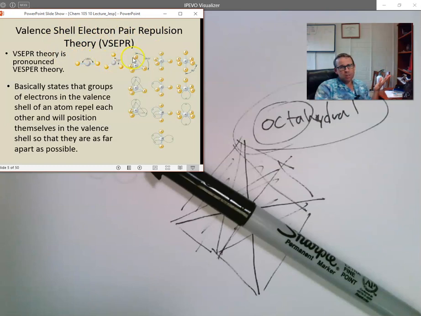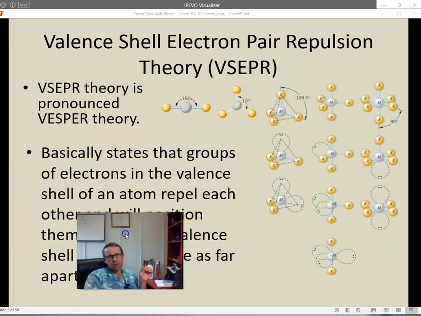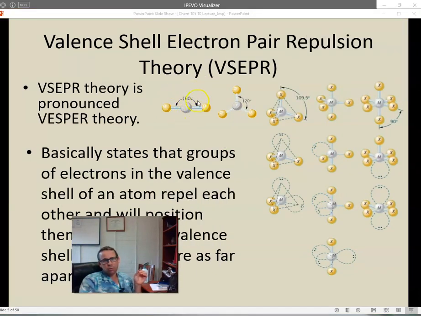Now, you don't have to remember this too much, but if we look closely at what this slide is showing us, it's showing us that sometimes you have 2 regions, that would be a linear relationship, 3 regions. This one we call planar, because it's all in one plane, but it's triangular, so we call it triangular planar or trigonal planar. This one, does anybody remember?